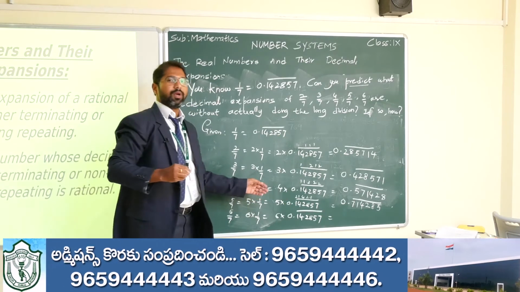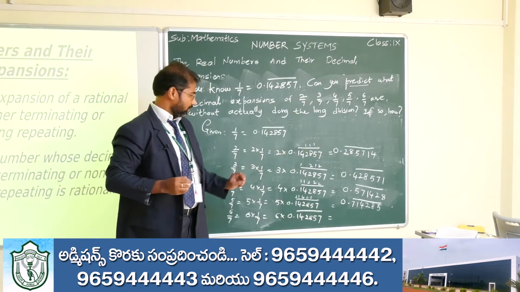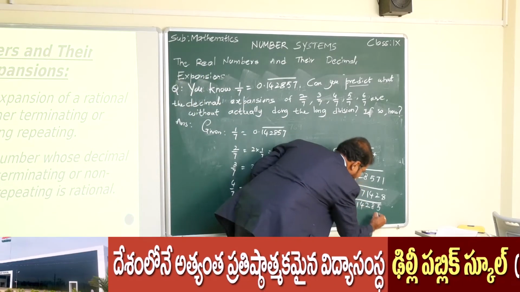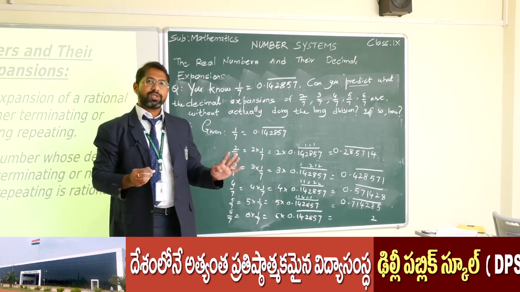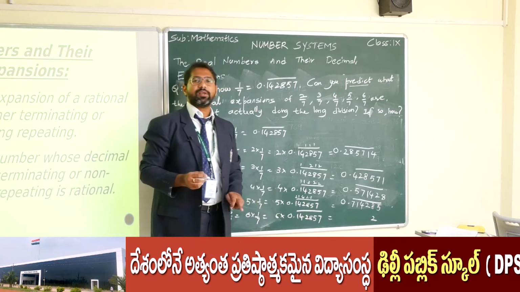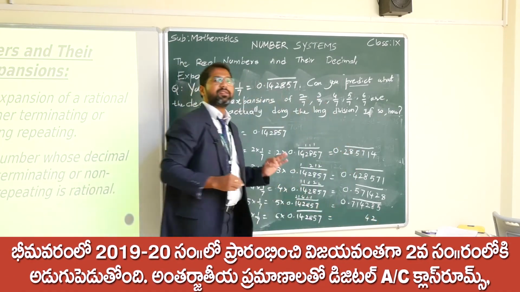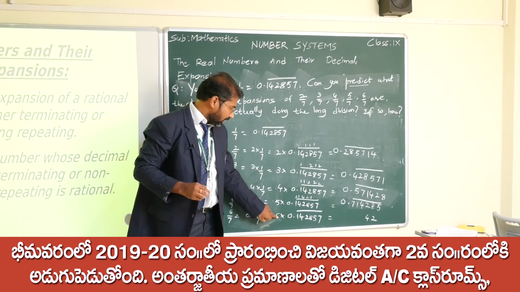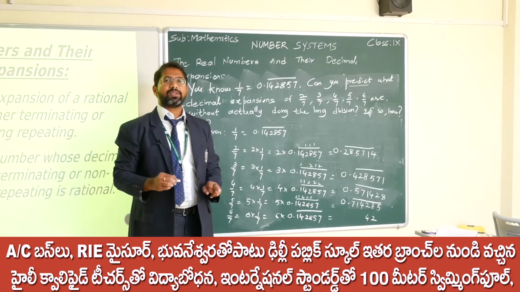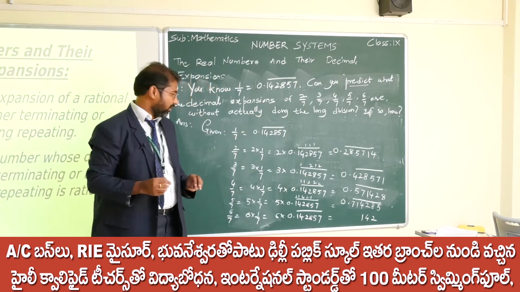Which is equal to, now multiply every digit with 6. 6 sevens are 42. So 4 is carry forward, 4. So 6 fives are 30. 30 plus 4 is 34. 4 I will write here, and 3 carry forward. Then 6 eights are 48. 48 plus 3 is 51. 1 I will write. 5 is carry forward.